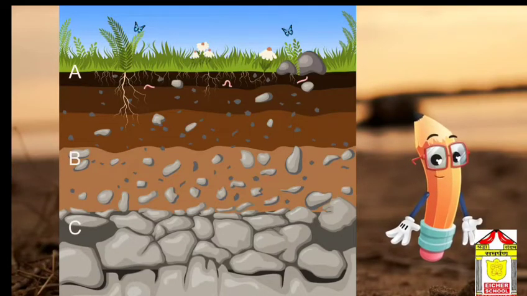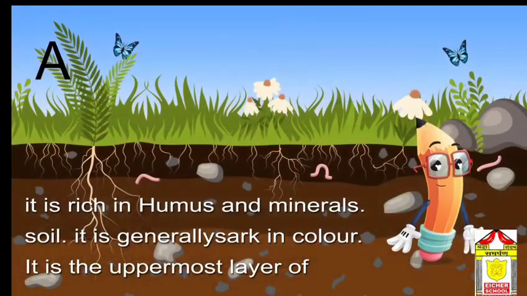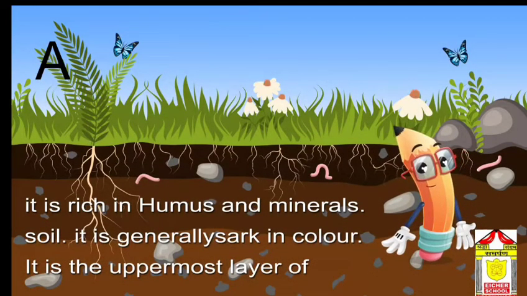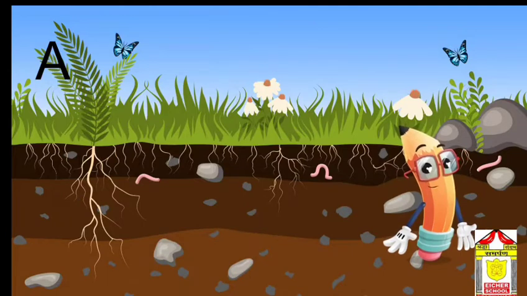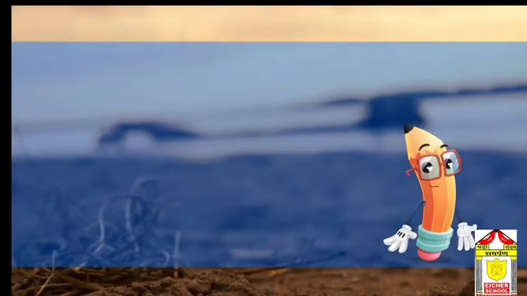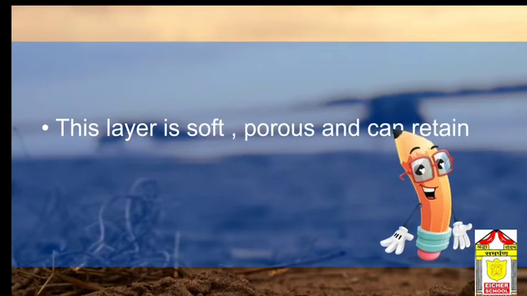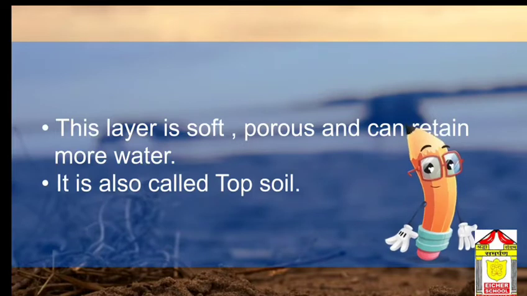So first of all, let us discuss about A horizon. It is the uppermost layer of soil, generally dark in color. It is rich in humus and minerals. This layer is soft and porous and contains more water. It is also called the topsoil.